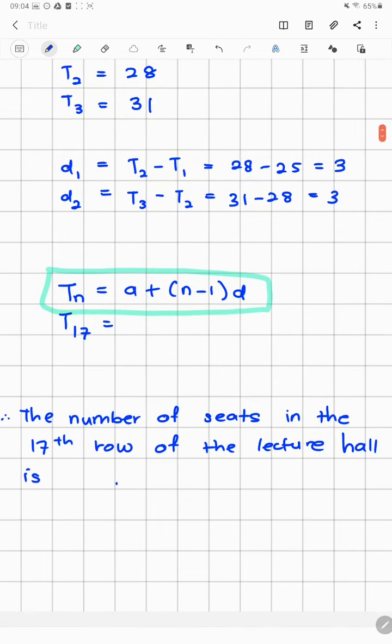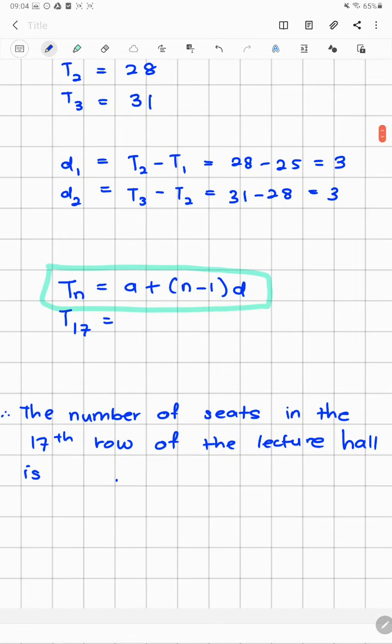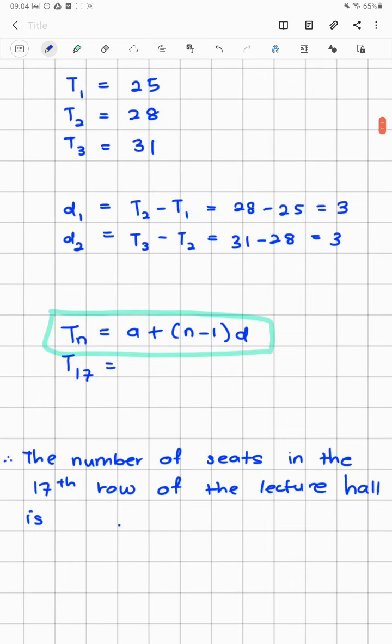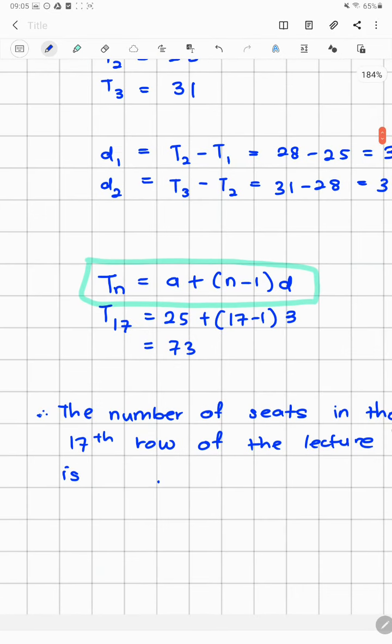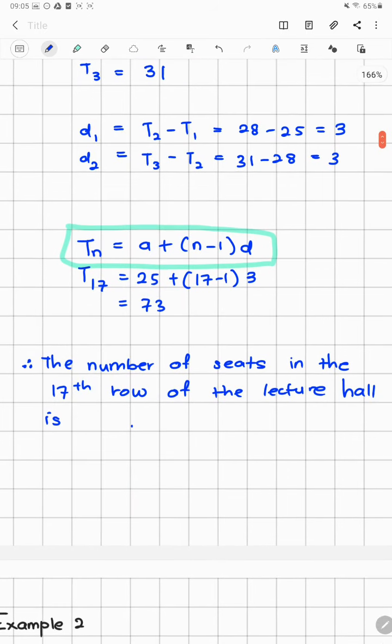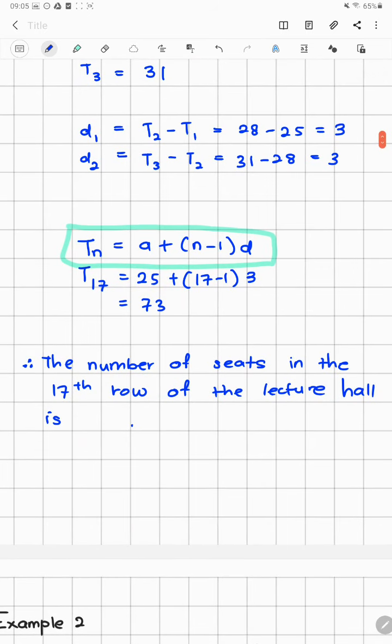They want us to find when n equals 70. So substitute: A is the first term, which is 25. 25 plus (70 minus 1), and our D is 3. And we get T70 is 232. Therefore, don't forget to make a conclusion here. It's very important, sometimes you get marks here. The conclusion: the number of seats in the 70th row of the lecture hall is 232.